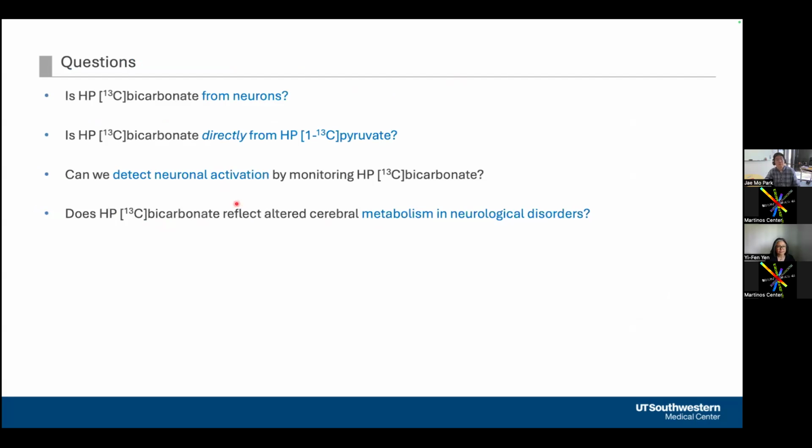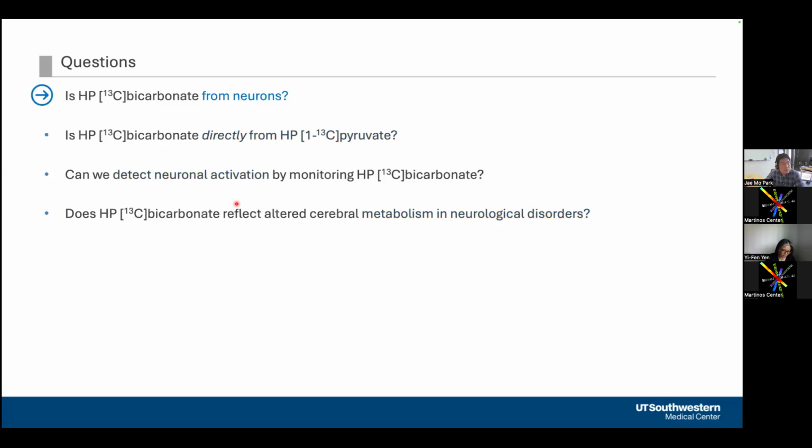So my questions, I have been working on this for a while, and I had these questions several years ago. The first question is, is hyperpolarized bicarbonate primarily from neurons? The second question was, is hyperpolarized bicarbonate directly from hyperpolarized C1 pyruvate, or can it be converted to something else and then generate bicarbonate? The third question is, can we detect neuronal activation by monitoring hyperpolarized bicarbonate production in the brain? And the last question that I am going to talk about today is, does hyperpolarized bicarbonate reflect altered cerebral metabolism in neurological disorders? I'm going to give a couple of examples.